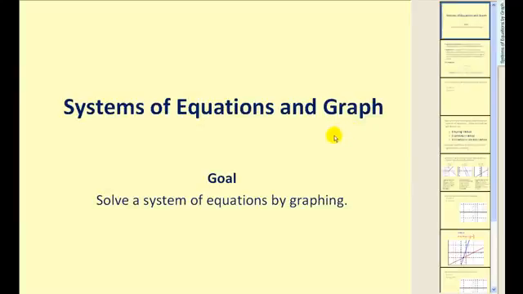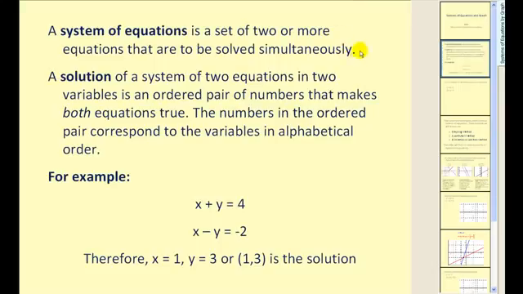Welcome to a video on solving systems of equations by graphing. A system of equations is a set of two or more equations that can be solved simultaneously.